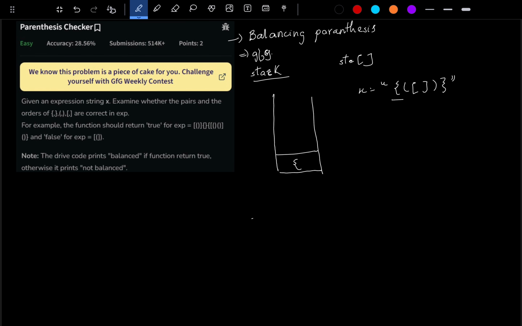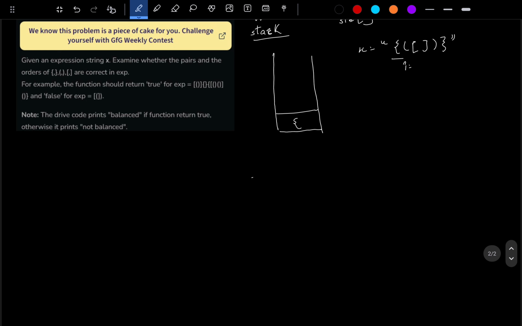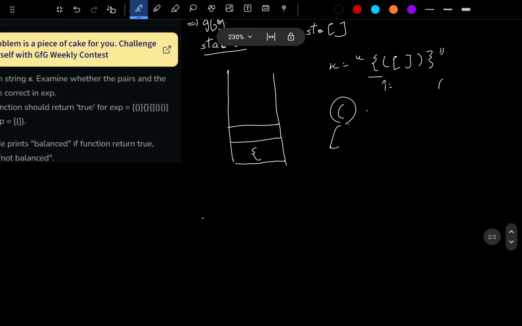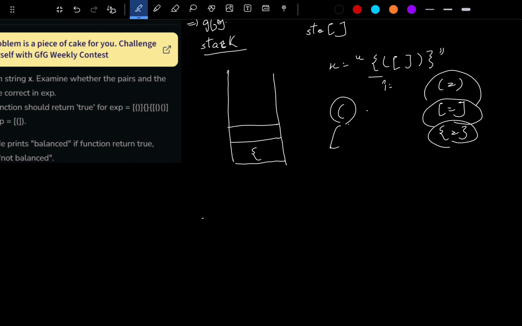Whenever the next symbol comes, for each and every symbol, every i, we need to check whether this symbol is equivalent to the stack top. Before doing this, how we will check normally is that this symbol is equivalent to this, this symbol is equivalent to this, and this symbol is equivalent to this. Whenever these three conditions are matching, then we will say the parentheses are matching. So we need to check these three conditions at each step.